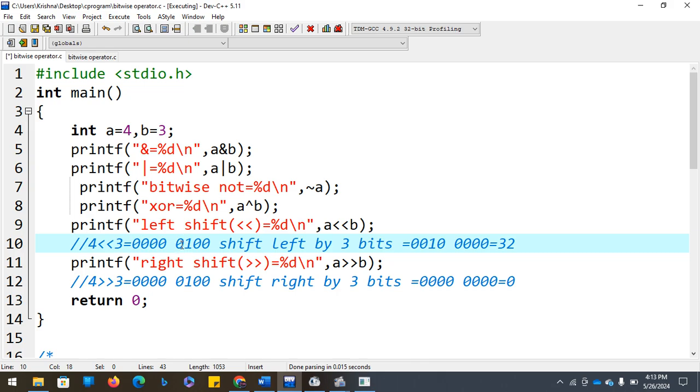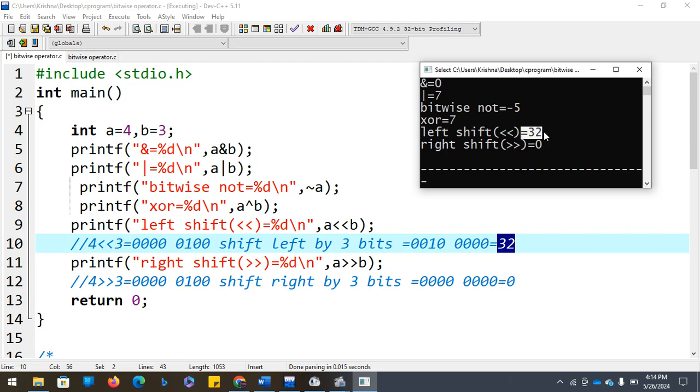So 1, 2 and 3. Now it becomes this much. We can see here the 1 shifted to the left side, 1, then 2, then 3. After shifting it becomes this much, and the computer converts the shifted value into decimal. We'll get 32. As you can see, we are getting 32. So this is called the left shift operator.